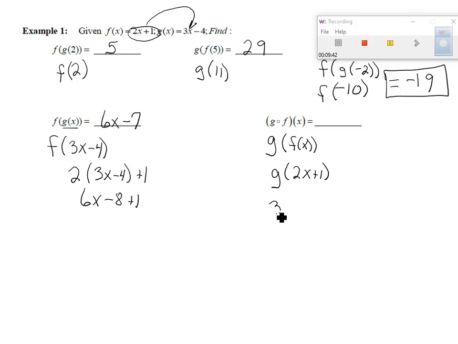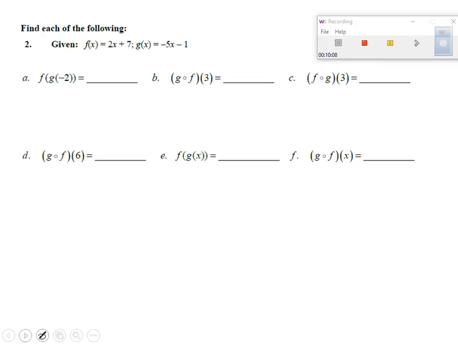So I'm going to have a 3 and a 2x plus 1 minus 4. And then simplify it. I'm going to have 6x plus 3 minus 4. So it looks like I'm going to have 6x minus 1 for that answer. So there's where we are so far. If I confused you on number 1, hang with me. Number 2 is just like it.